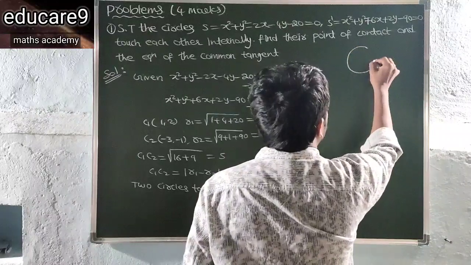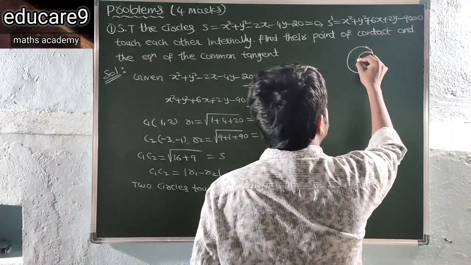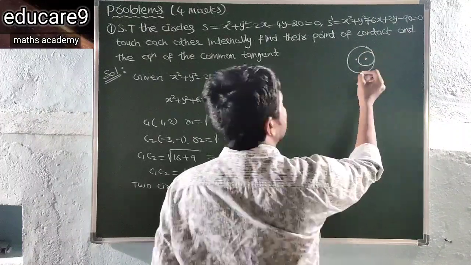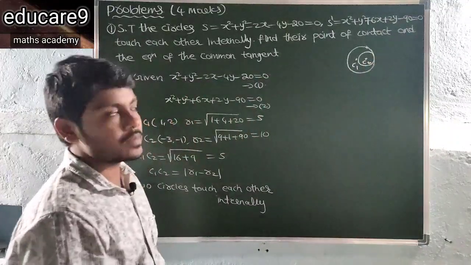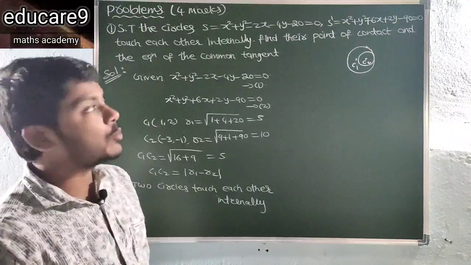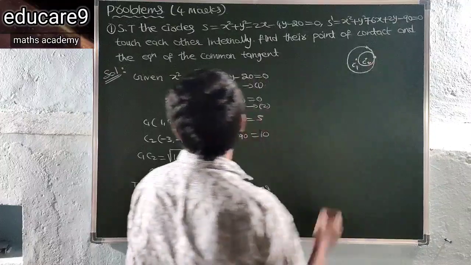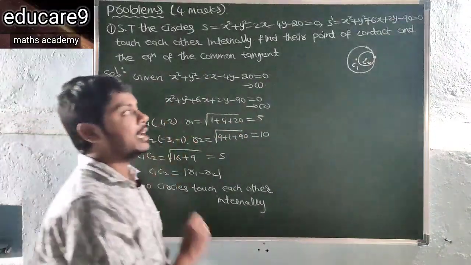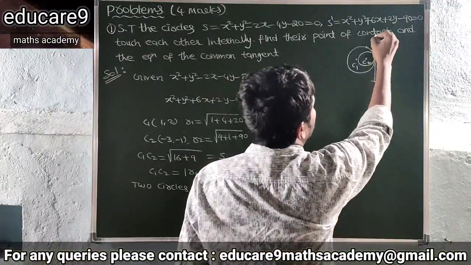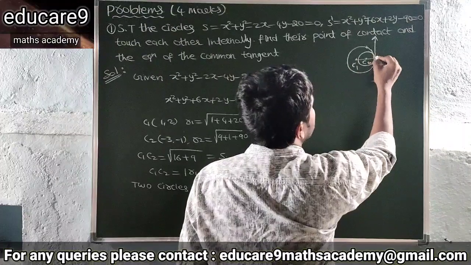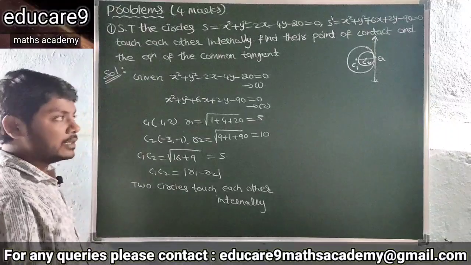See here clearly, like this. This is the first circle, and this is the second circle. See here, this is C1 and this is C2. Now find their point of contact. You need to find this point, and the equation of the common tangent, and also find this equation. Now join C1 C2. For example, this is Q.